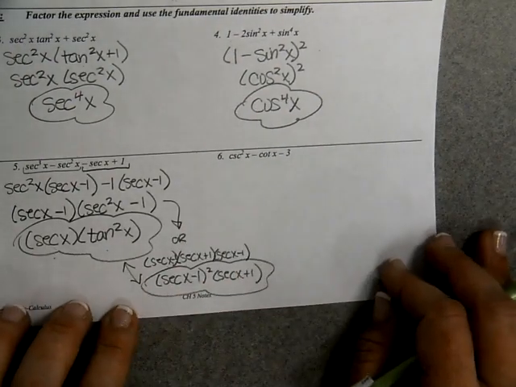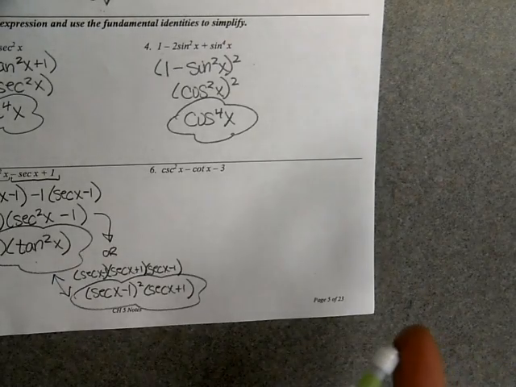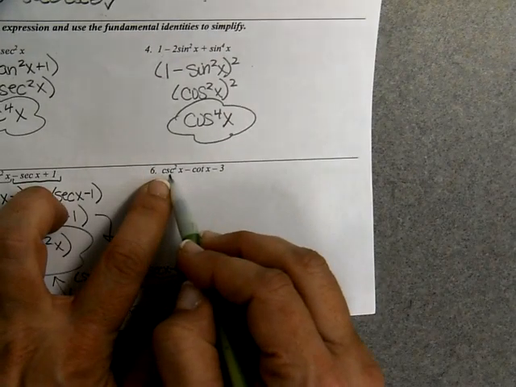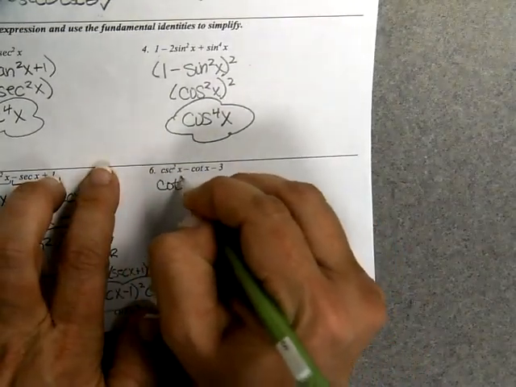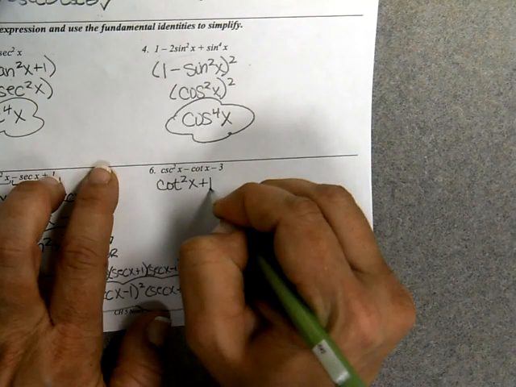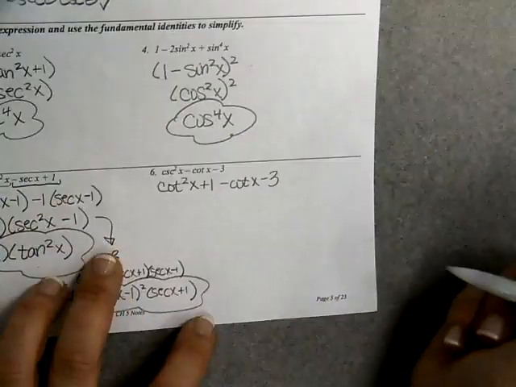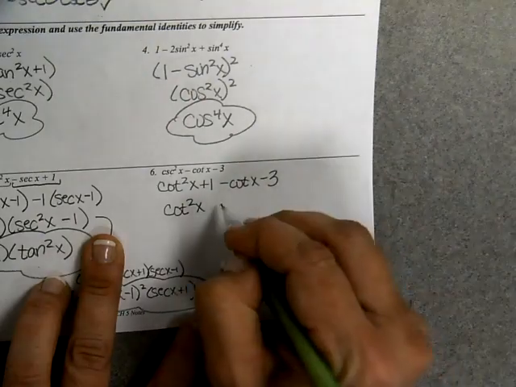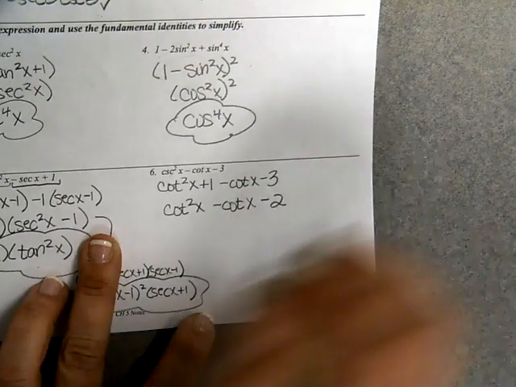Okay. In number 6, we have cosecant squared x minus cotangent x minus 3. Well, let's try to get them all with the same trig function. I recognize that cosecant squared x is part of a Pythagorean identity with cotangent squared x, that cosecant squared x is the same as cotangent squared x plus 1. So I'll replace that. And then I'll try to write in standard form with the squared trig expression first, the regular trig expression in the middle, and then the constant on the end.